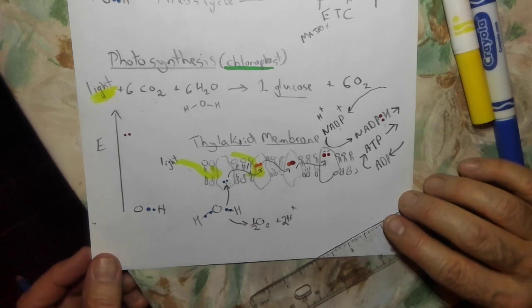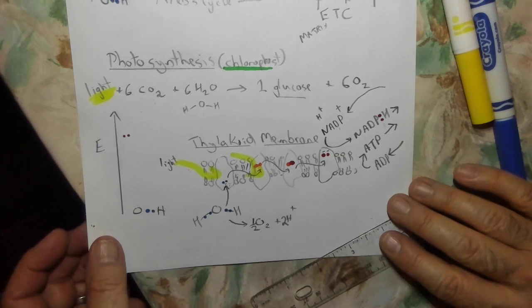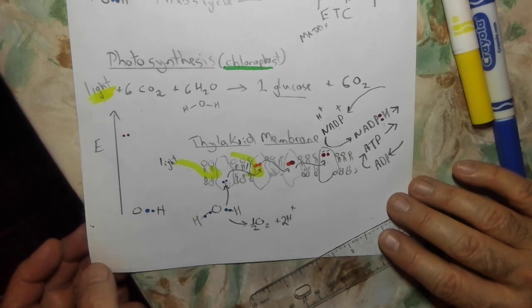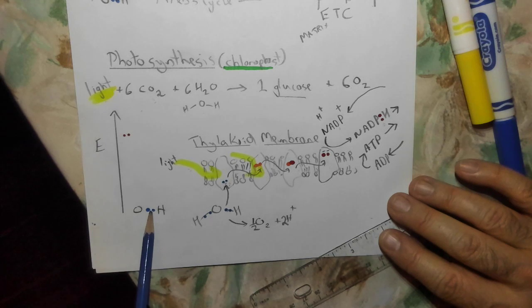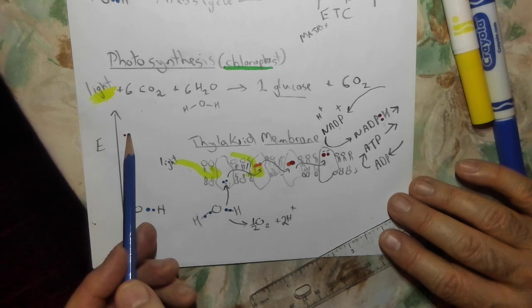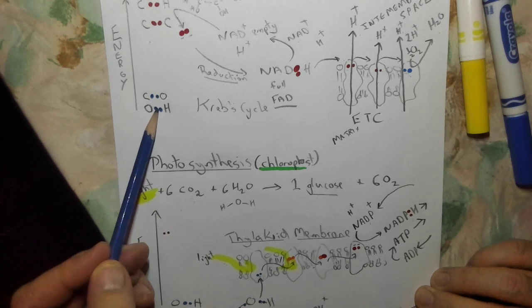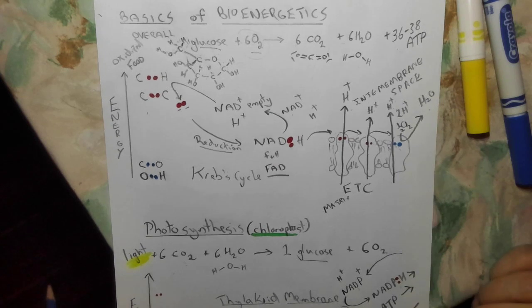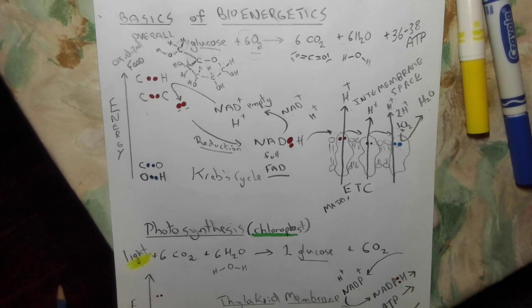So, summarizing, energetics of life is about electron flow. From low energy to high energy in photosynthesis, and from high energy to low energy in respiration. Both processes almost identical, but doing the opposite thing.